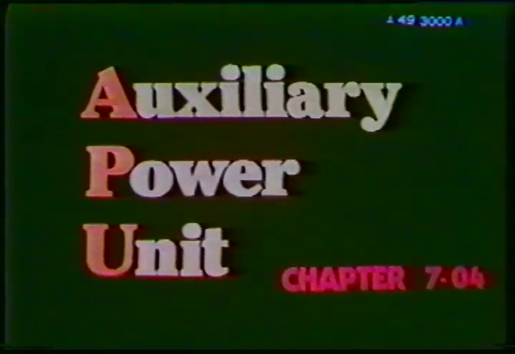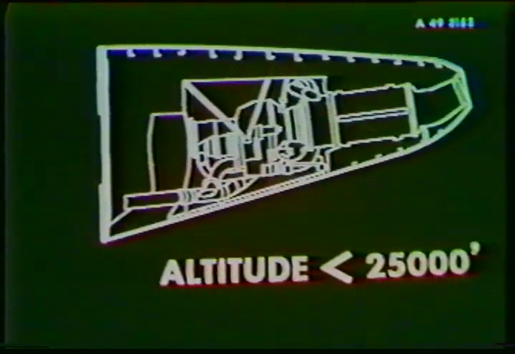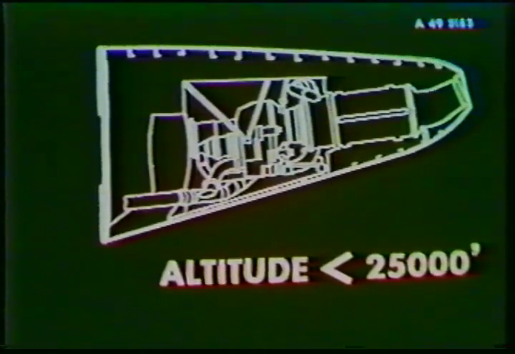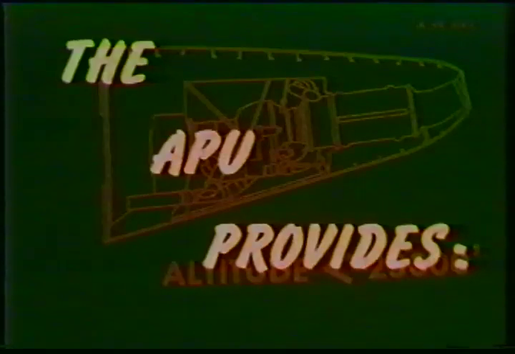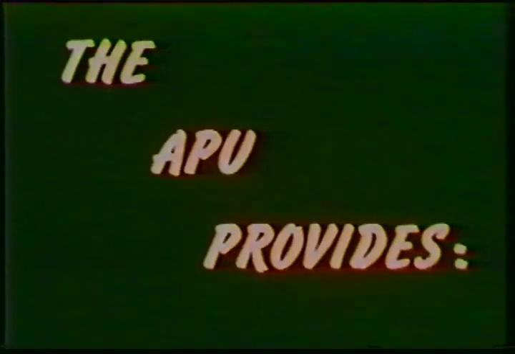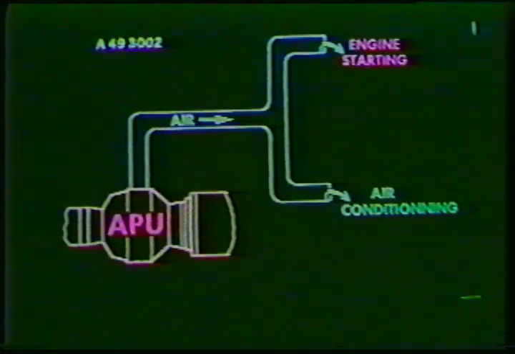This slide tape presentation discusses the auxiliary power unit, in other words, the APU. The APU is an onboard gas turbine which can be started on the ground or in flight as long as the altitude is below 25,000 feet. It is used to provide air under pressure for engine starting, air conditioning, and wing ice protection from minus 1,000 feet up to 15,000 feet.